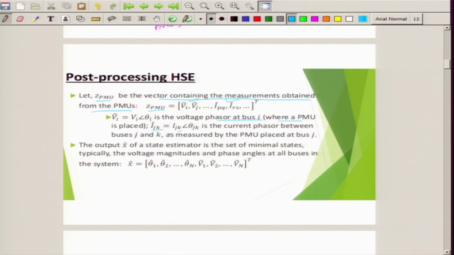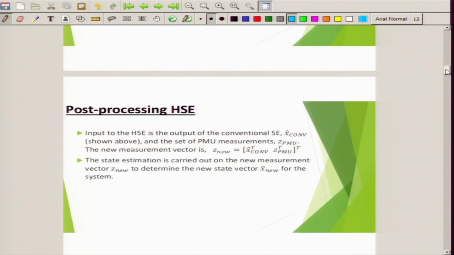Now you want to estimate the states. The output X cap of a state estimator is the set of minimal states, typically the voltage magnitudes and the phase angles at all buses in the system. Now this is the estimated state values of angle as well as the voltage. Input to the hybrid state estimator is the output of the conventional state estimator, which I have discussed using the block diagram that I have shown earlier. So X cap conventional shown above, and the set of PMU measurements Z_PMU.